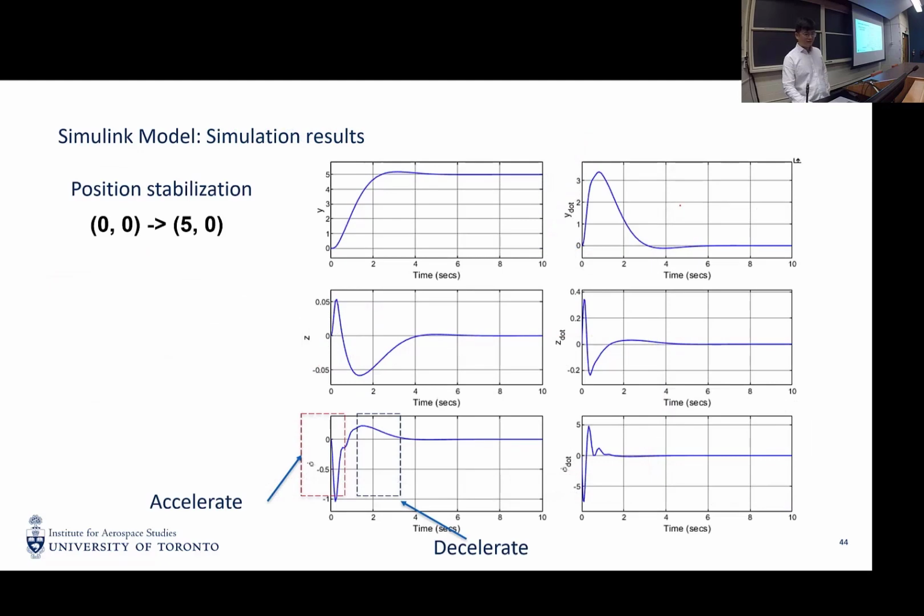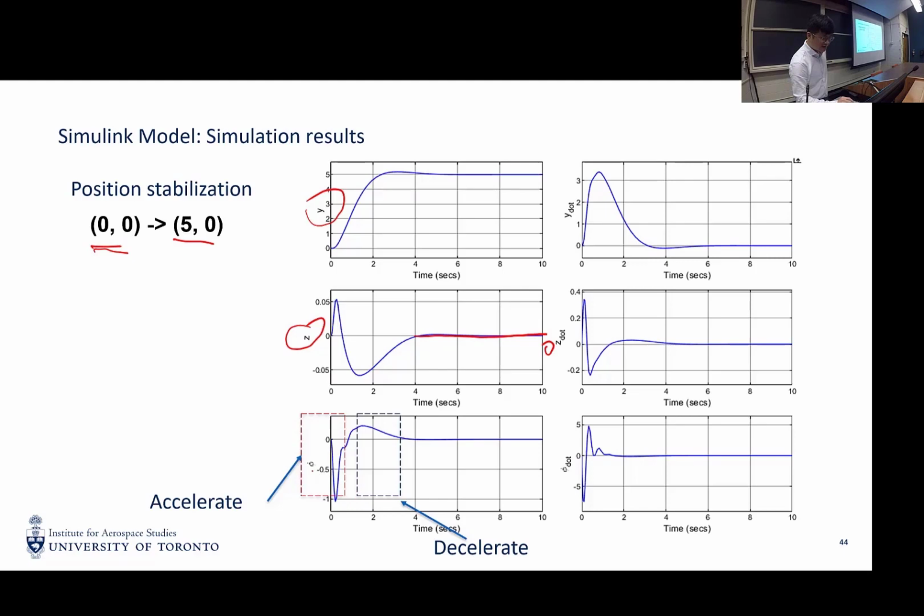Okay, so this is the position stabilization result of the 2D quadrotor control. We move from 0, 0 to 5, 0. As you can see, y goes to 5. Sorry, my apologies, it's actually a simulation from 0, 0 to 5, 0, not 5, 5. So the z keeps at the 0 position.